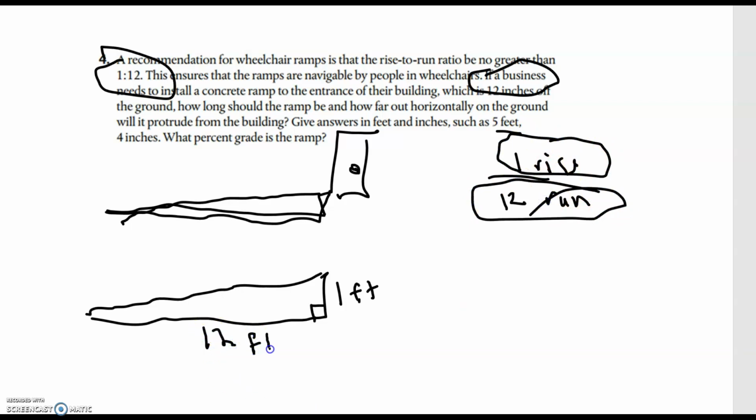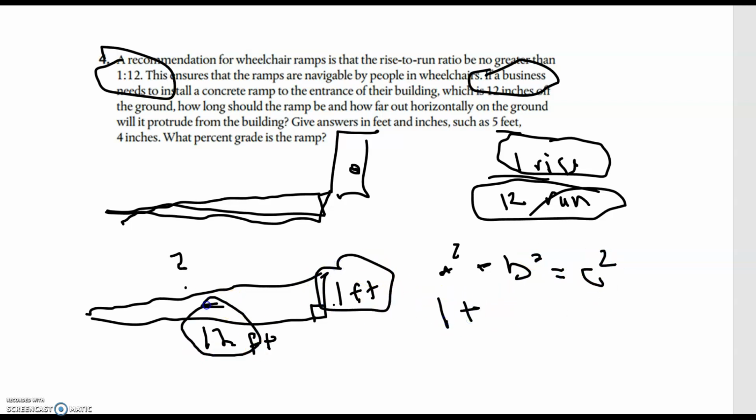So the question is, how long should this ramp be? So that's the Pythagorean Theorem. We have a squared plus b squared equals c squared. And 1 squared is 1. 12 squared is 144. If I add those together, I get 145 is c squared.